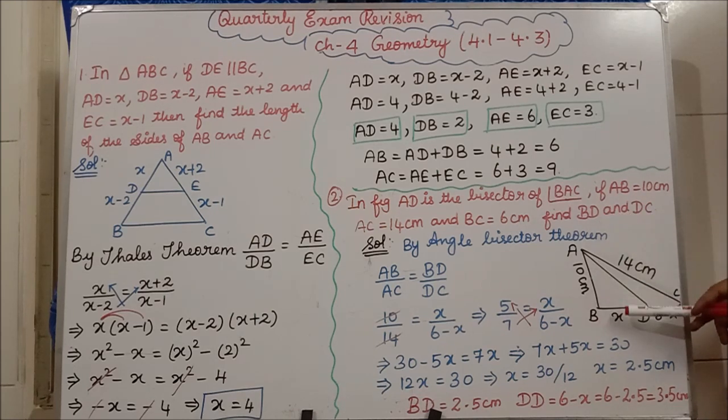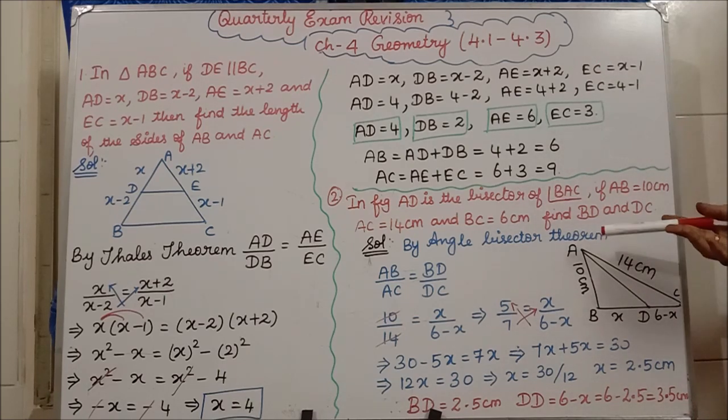Okay, but in the question they were asking BD value and DC value. So BD value we have taken as x. So what is that x value now? BD is equal to same 2.5 centimeter. Clear? Next DC. DC is what? 6 minus x. 6 minus x value is 2.5. From this 6, if you are subtracting 2.5, means you are getting 3.5 centimeter. Clear students how I am doing the two problems?